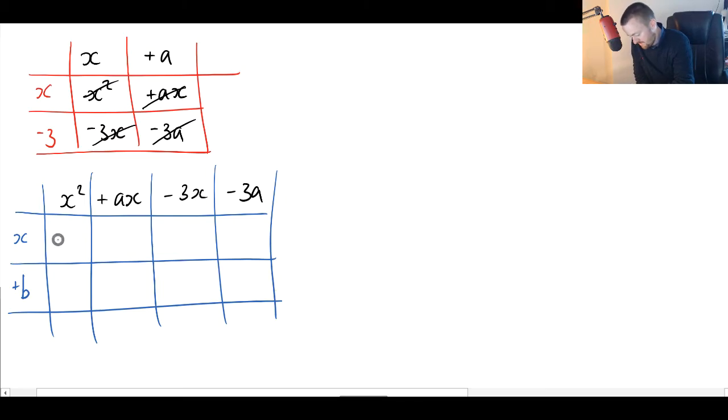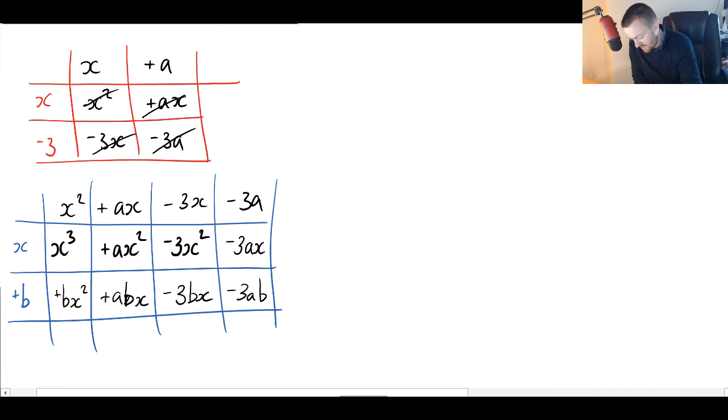and then in here, x cubed plus ax squared minus 3x squared minus 3ax plus bx squared plus abx minus 3bx and minus 3ab.